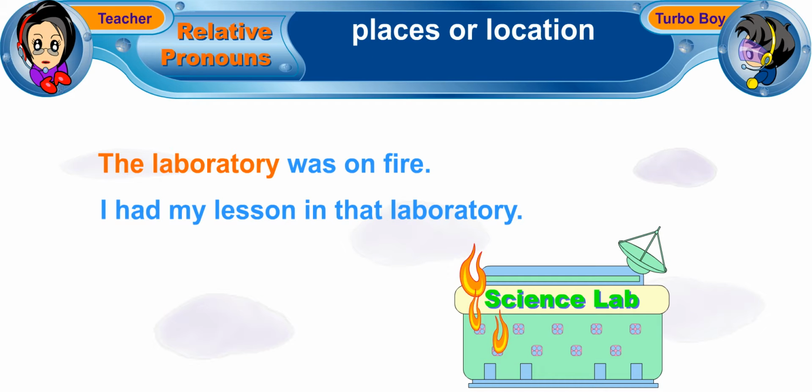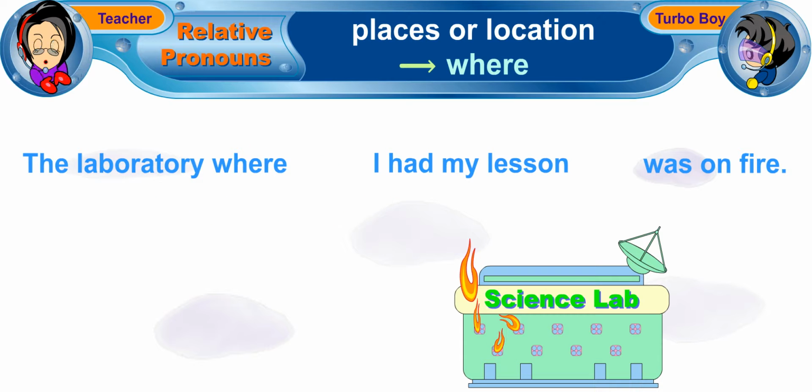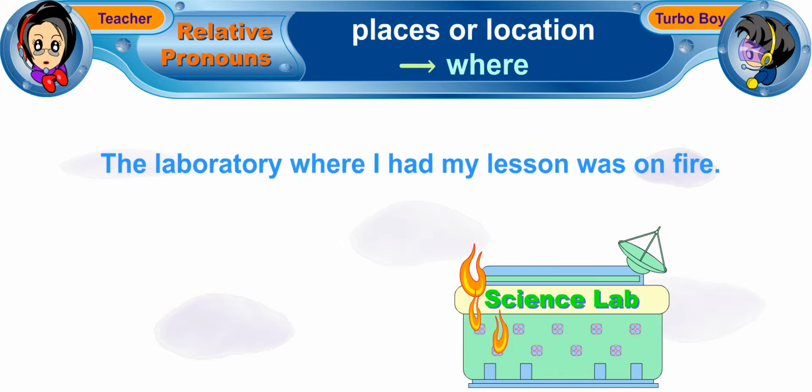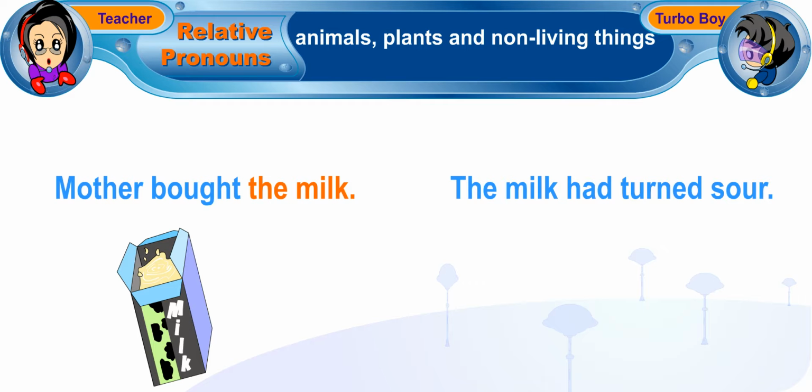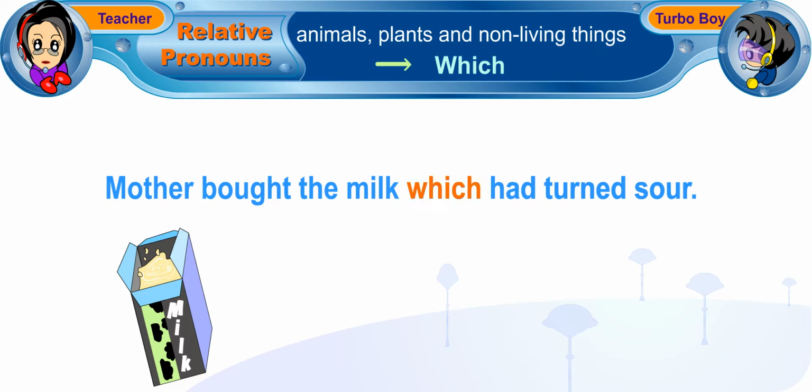When we are referring to location or places, we use the glue word where. In the second sentence, I had my lesson in that laboratory. In that laboratory shows that it's talking about location. So, we use the glue word where. When we are referring to animals, plants, or non-living things, we use the glue word which. In the second sentence, the milk had turned sour. The milk is a non-living thing, so we use the glue word which.